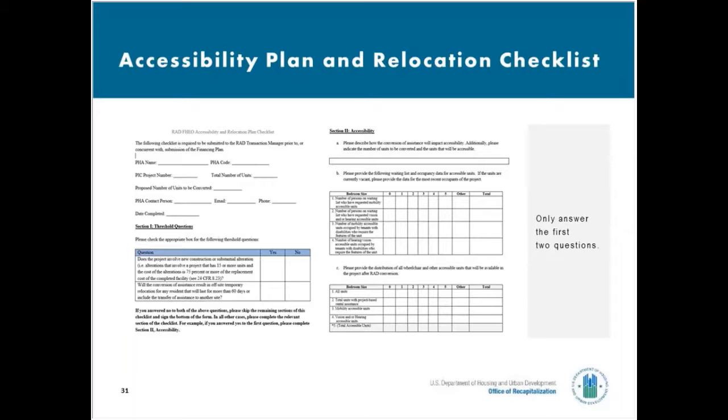Below that, you're going to answer 2 questions. Those questions have to deal with relocation of tenants and if any rehab work will be done at the property. So you're going to pretty much say no, the project is not going to involve new construction, and no, again, the conversion will not result in off-site temporary relocation. Once you check those 2 boxes, you're just going to go to the next page, sign off, and certify that your answers are true. And you'll be done with the accessibility plan and relocation list.